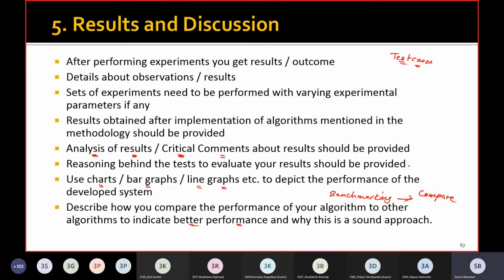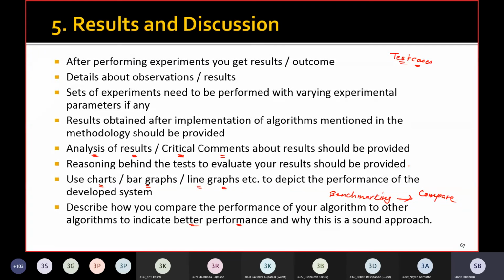So many times what happens is, under the chapter results and discussions, you take a snapshot of your screen, whatever the output is, and simply paste it in this section as a result. But that is really not a good idea. Only providing the snapshots of the results you have obtained in this section is really not a good idea.